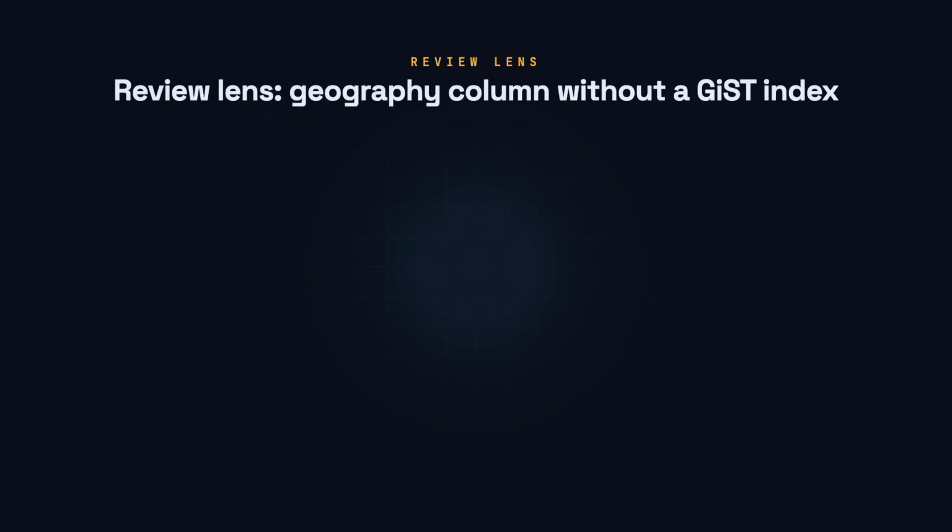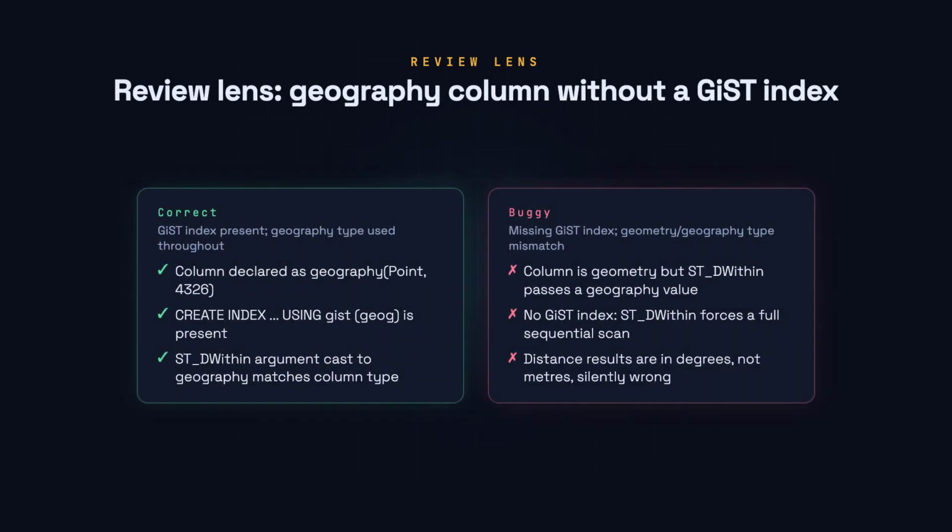The classic PR mistake is declaring the column as geometry while passing geography arguments to ST_DWithin and forgetting the GiST index entirely. The query runs but returns wrong distances and touches every row in the table.